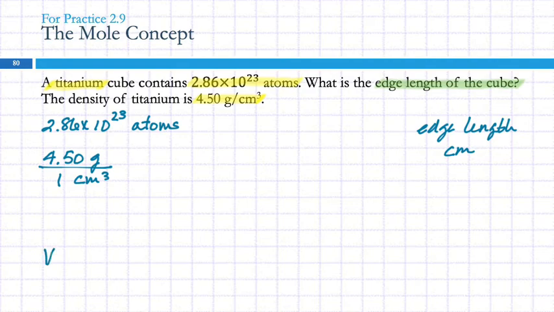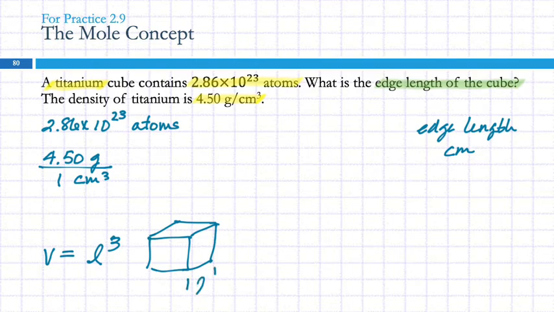The volume of a cube is L cubed, because with a cube the length, the width, and the height are all the same. So this is L, and it's L times L times L, L cubed. Okay? That's something that I hope you would remember.